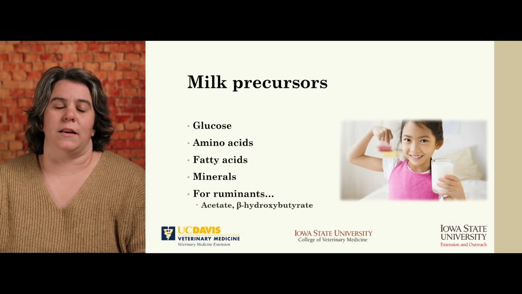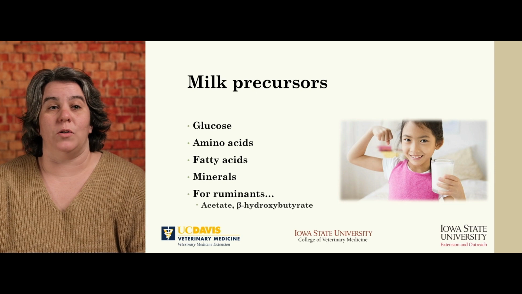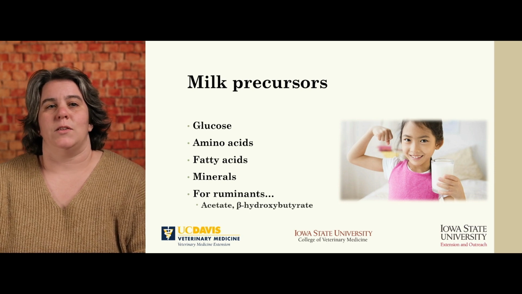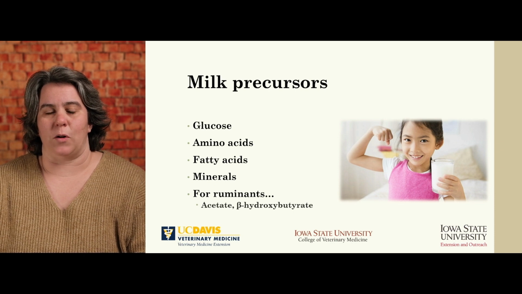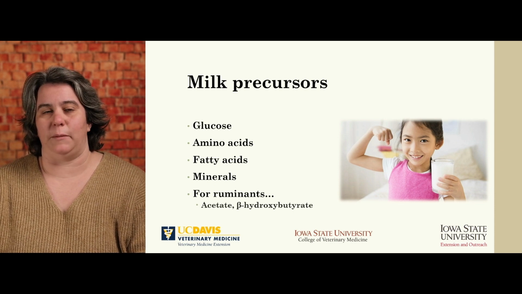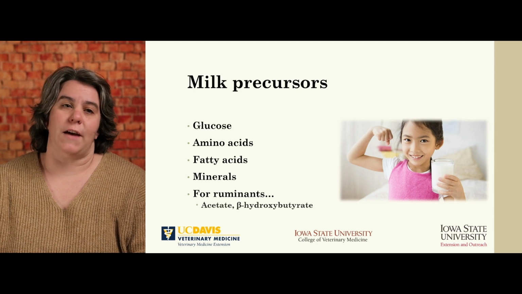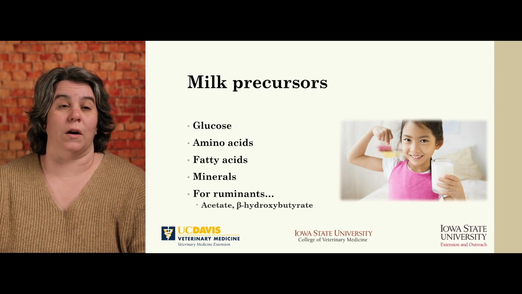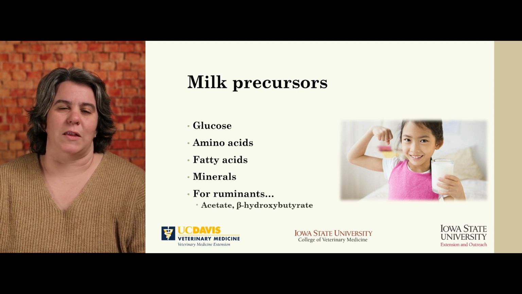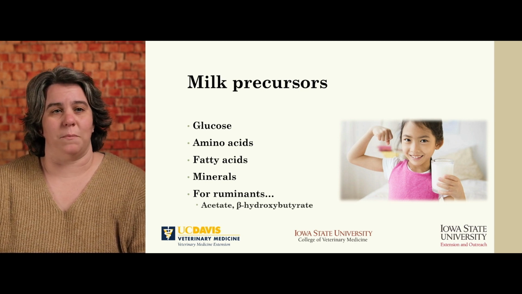So a few things that lead into milk production are glucose, amino acids, fatty acids, and minerals. These would be some of the building blocks for our milk components. Glucose is a building block for lactose. Amino acids are building blocks for protein. Fatty acids are building blocks for fatty acids or milk fat. And then minerals, of course, are going to be the minerals that are secreted in milk, like calcium.